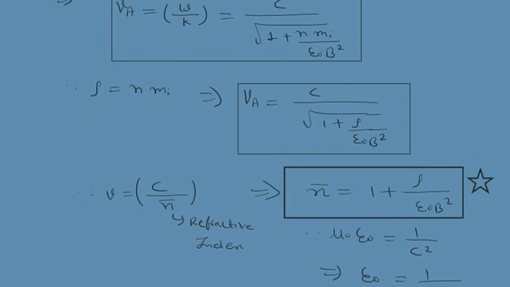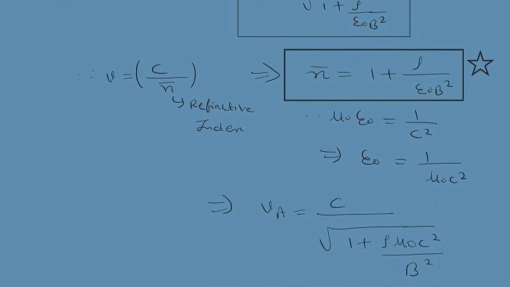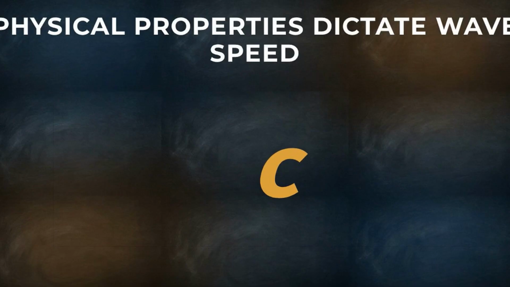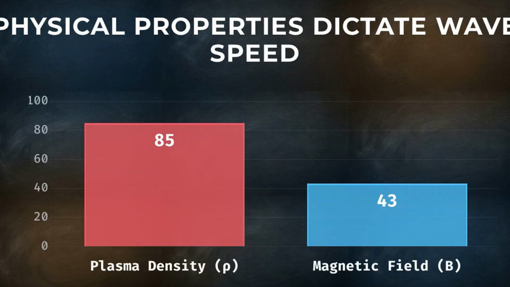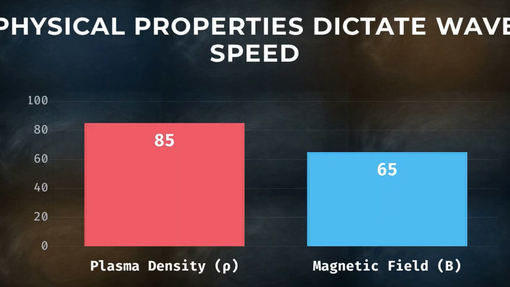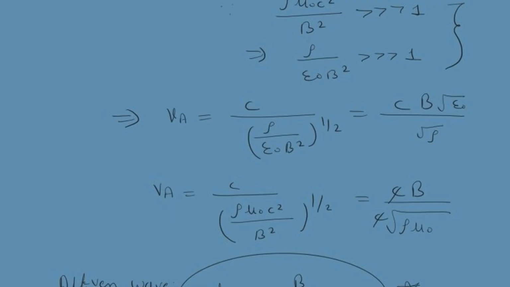Finally, we convert the vacuum permittivity constant into permeability, μ0, to align the math with magnetic field conventions. The derivation proves that the wave speed is dictated not by the constants of light, but by the physical density of the plasma and the strength of the background magnetic field. We apply a final assumption for astrophysical plasmas, the high-density limit.